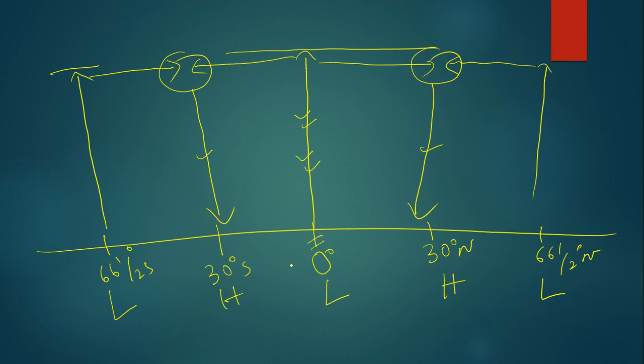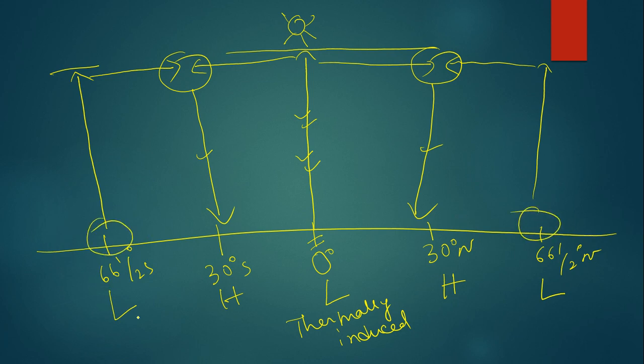Okay, now this low pressure belt is being originated because of the high temperature, because the sun shines vertically throughout the year over this place. So this low pressure is thermally induced low pressure. And this low pressure is being generated because of the movement of the earth. So that low pressure is known as the dynamically induced low pressure. Dynamically induced low pressure. This zone and this zone.